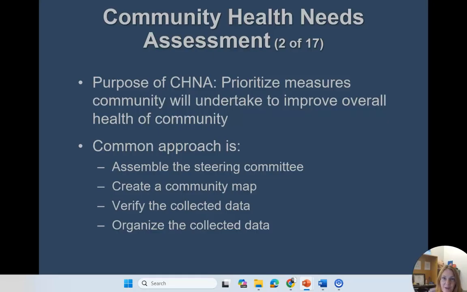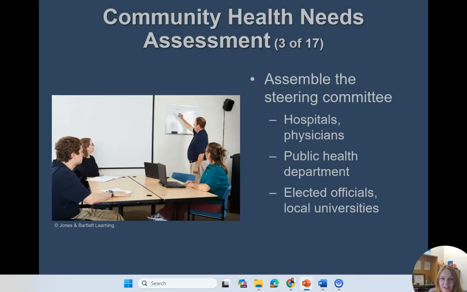So a little exam trick. If you see a question asking what's the first step in a CHNA, the answer is assemble the steering committee, not the map. The map comes later.